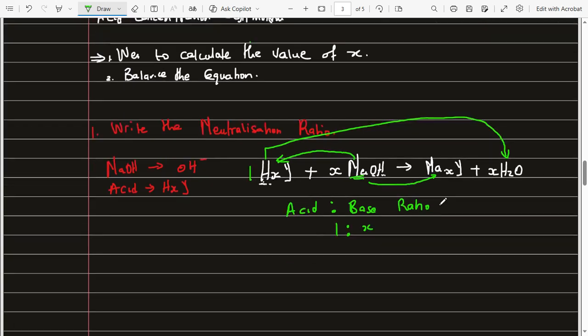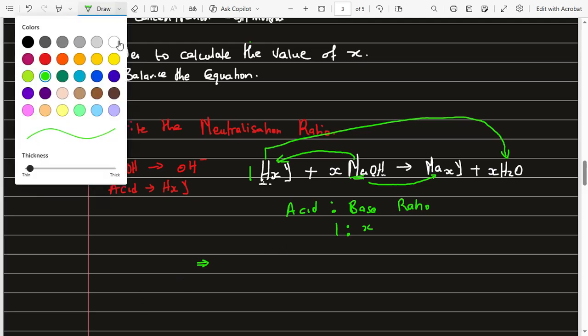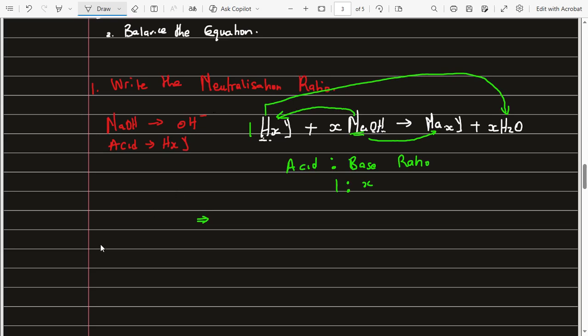I hope you get that part. Okay, so if this is 1 is to X, what is this telling you? This is what we must find. So we need to calculate the moles of sodium hydroxide. Then we're going to use the mole ratio for that. Okay, let me quickly work on that. Let me calculate the moles of that sodium hydroxide.